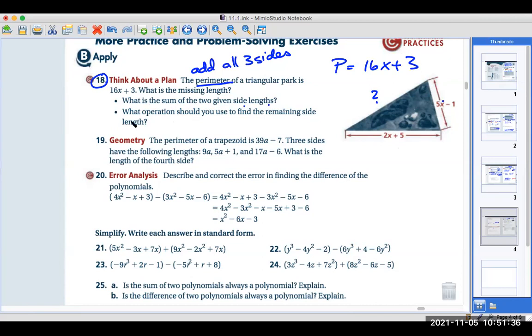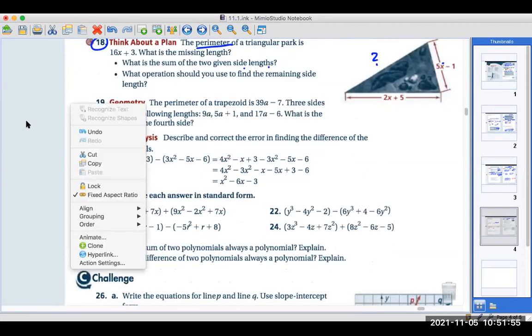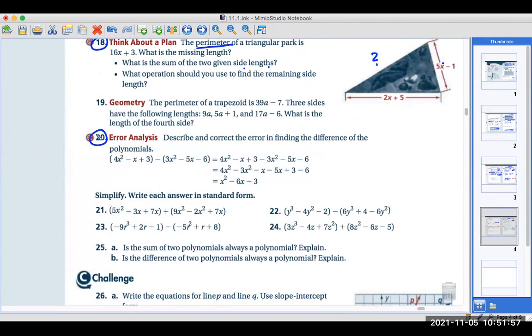Yeah. What operation should you use to find the remaining side length? So you know the total and you know these 2. What's the third side? That's the question. When all of them add up to this. Not that hard, but you might struggle with it a little bit. Here's an error analysis. There's a mistake. You find the mistake. Sometimes it's best to work out the question yourself and then look where the discrepancy is.